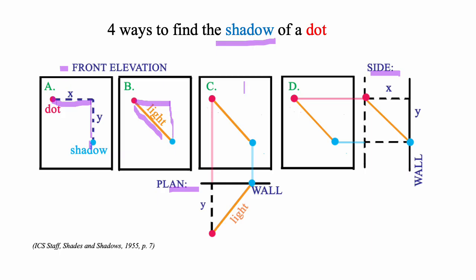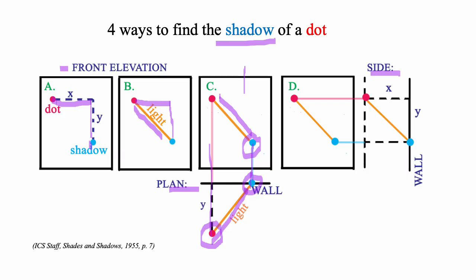Now, in the plan view, we're looking down at the dot here, which is in front of the wall. The wall is where the shadow is. So transfer the position of the dot down to plan, and then draw a light ray from plan to the wall. And where it hits the wall, transfer that up, and that would be the shadow where it intersects the light coming down from the dot up here.